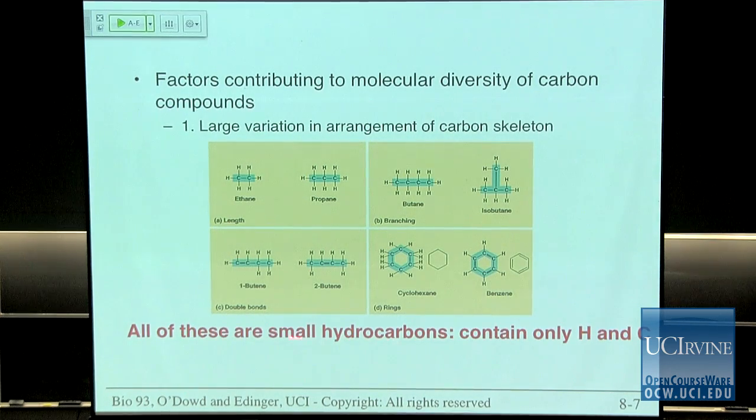All of these are small hydrocarbons, and they contain only hydrogen and carbon bonds. These are nonpolar covalent bonds. So does that mean that these are hydrophobic or hydrophilic molecules?